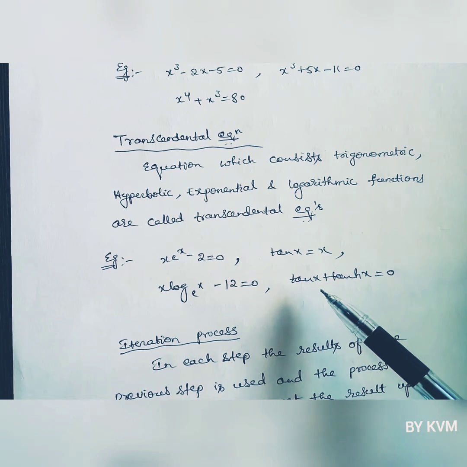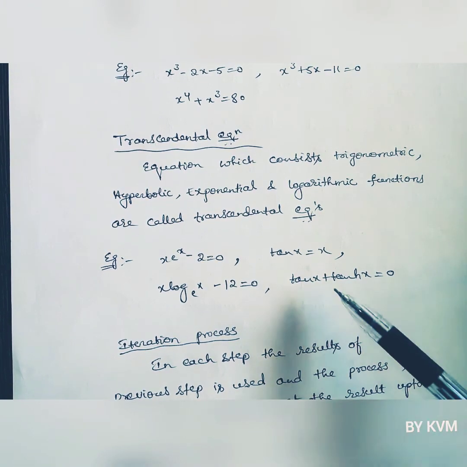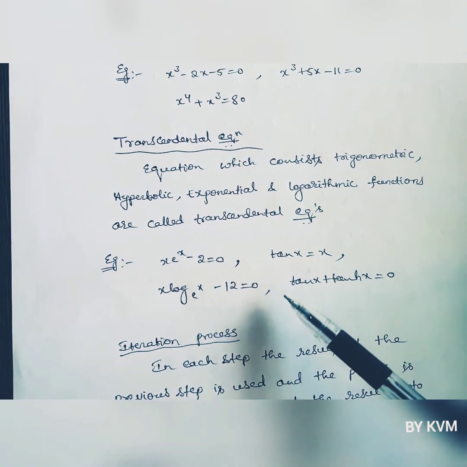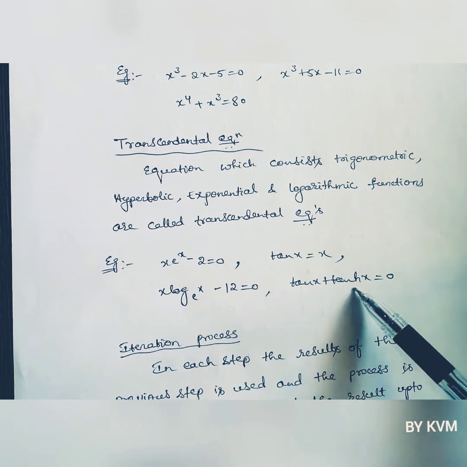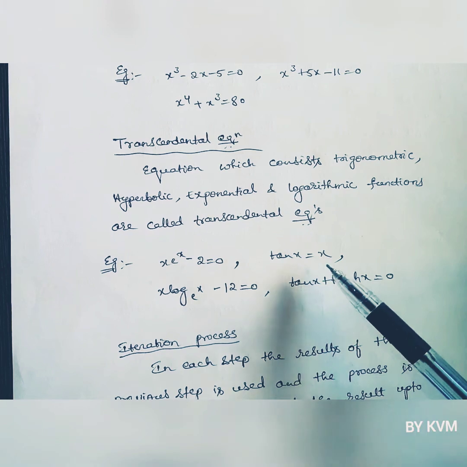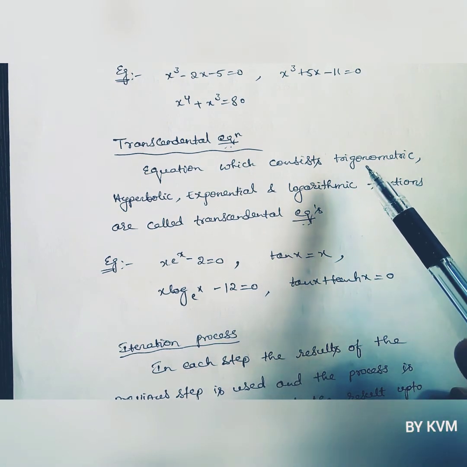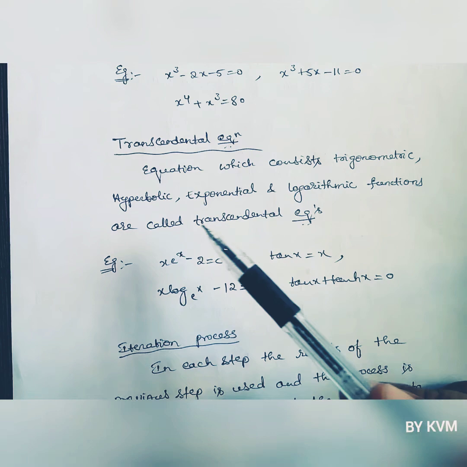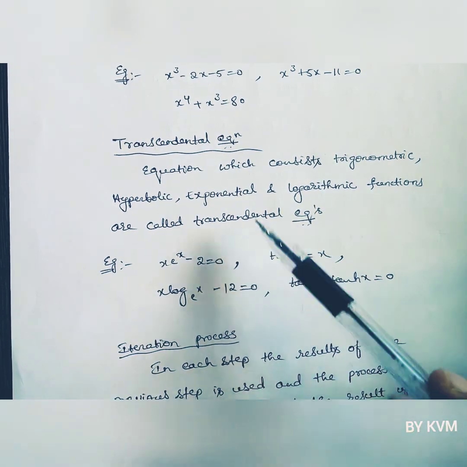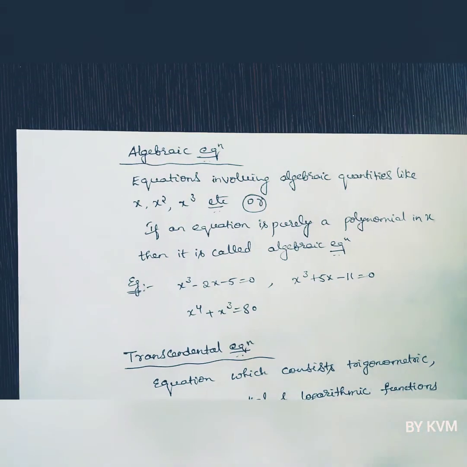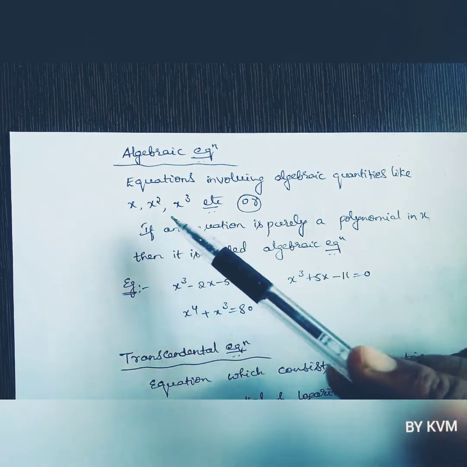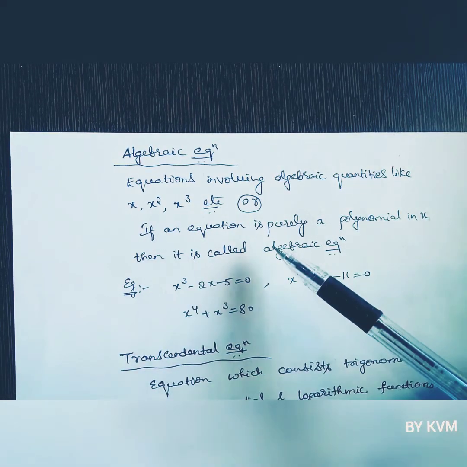Then the fourth example, tan x plus tanh x equals 0. This equation contains both trigonometric as well as hyperbolic functions, so this is an example of a transcendental equation. Transcendental equations are the equations which consist of trigonometric, hyperbolic, exponential and logarithmic functions, whereas algebraic equations contain only the terms of x, like x, x square, x cube, etc.